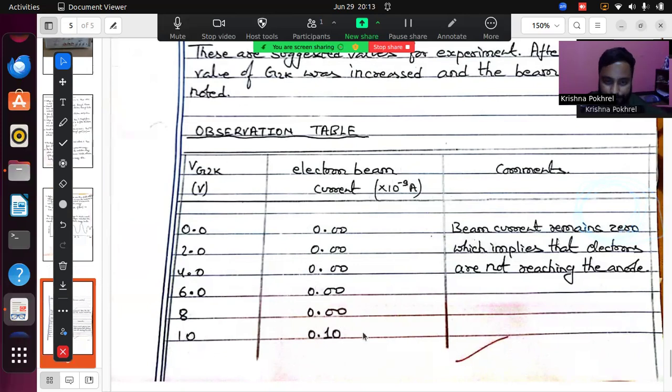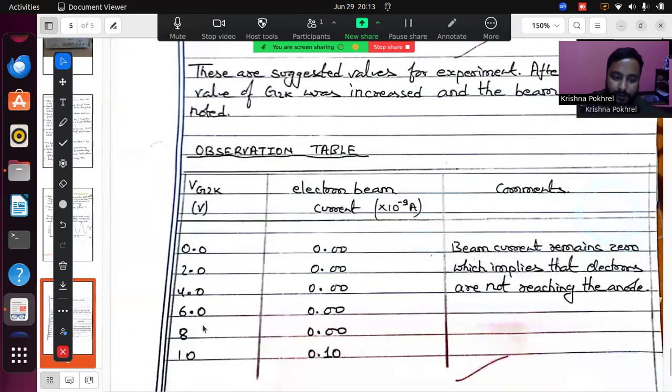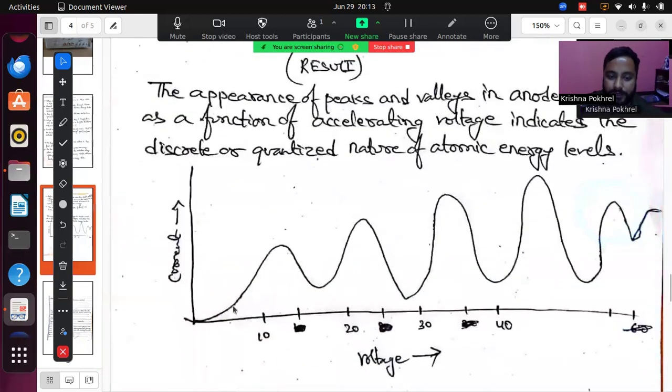And after some time it goes on increasing. I have shown data only up to 10 volt, but it goes up to 60 or 80 or 90 volt. We can analyze with the help of this graph whatever data we have got in the value of current.